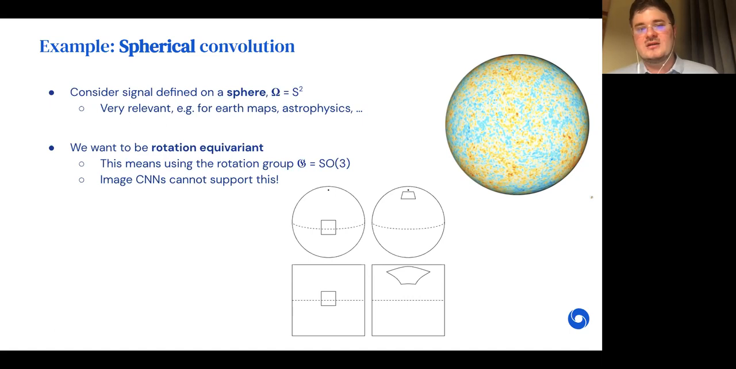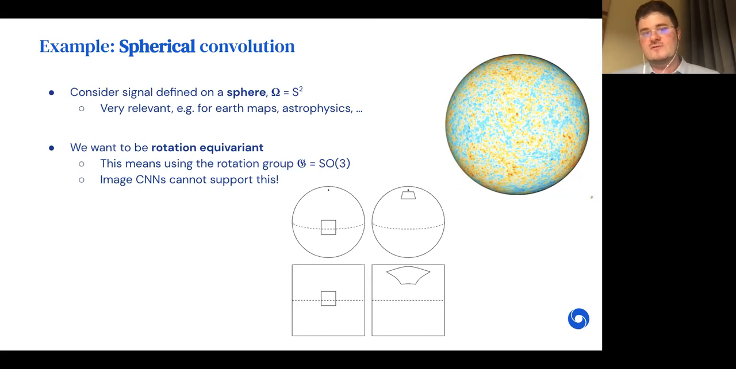So imagine a domain, omega, which is the sphere, and we want to create some convolutional network over it. This is a very relevant domain, by the way. Maps of the Earth naturally live on a sphere. Signals that we get from astrophysics, like cosmic microwave background radiation, are often represented as spherical signals because they're captured by detectors on the surface of the Earth.